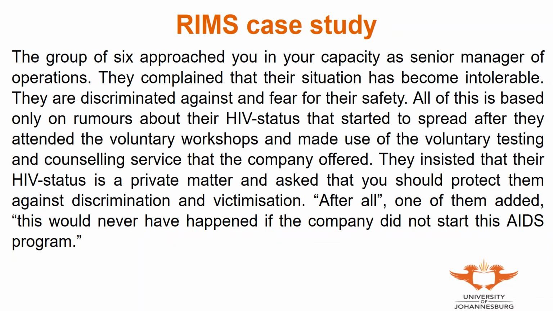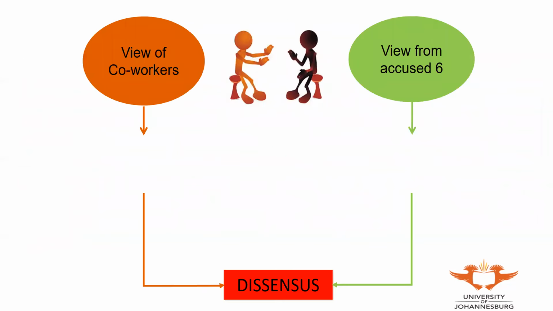So this is giving you context and background in terms of the information that has been provided to you. Let's look at this slide here. Our 2 parties that we said are involved are our co-workers, and then we've got the views of the accused 6. This is where the difference in opinions, or the argument, is actually coming about as a result of the 2 parties.